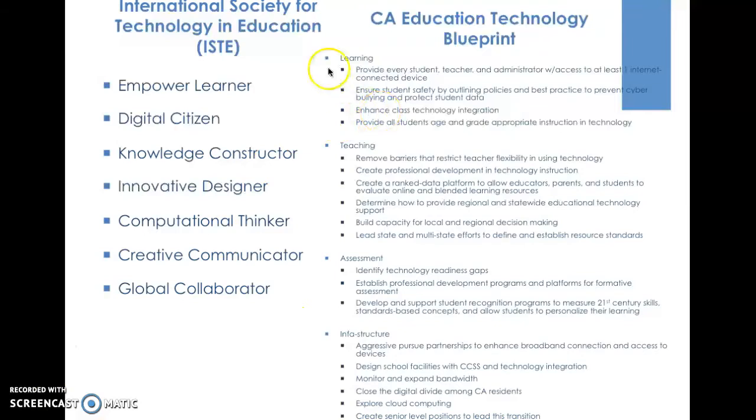In California, you can see that they really focus on the learning, enhancing the class technology integration, on the teaching, including creating professional development in technology, in the assessment, so developing and supporting student recognition programs to measure 21st century skills, standards-based concepts, and allow students to personalize their learning, and then also around infrastructure. So this is monitor and expand bandwidth. It's designing school facilities with Common Core and technology integration. So all of these are part of the expectations of the state of California.